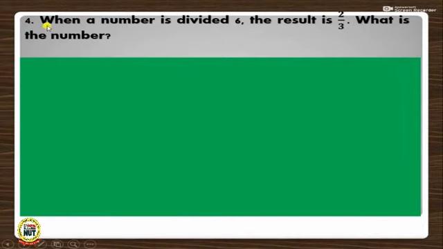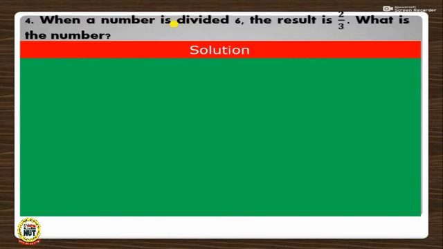Another example: when a number is divided by 6, the result is 2 all over 3. What is the number? Solution. Let the number be x. Let the number that was divided by 6 be x.